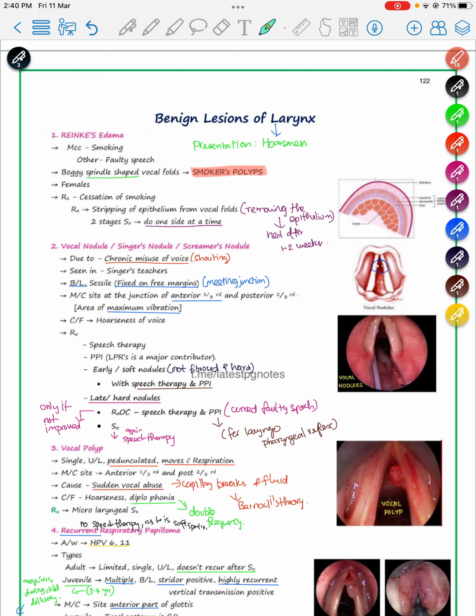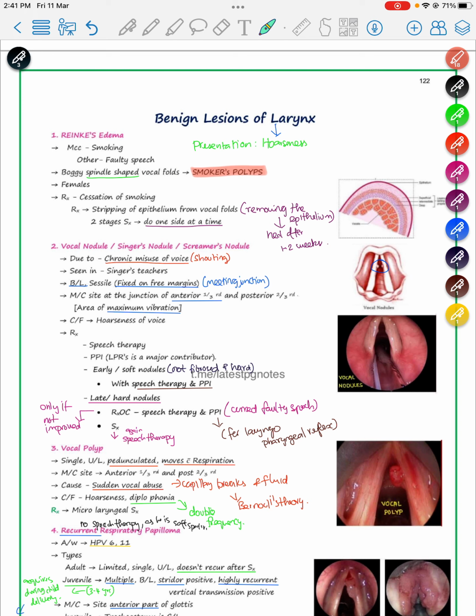It will appear as a polyp, a boggy, spindle-shaped vocal fold polyp, so it is called smoker's polyp. It most commonly occurs in females, and the first treatment option is cessation of smoking.